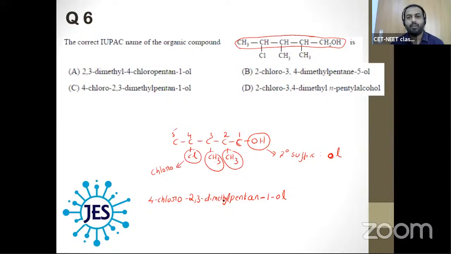Which option is correct therefore? Option C. All of you would have marked option C, right. 4-chloro-2,3-dimethylpentan-1-ol. Very good. Let me highlight the answer. This is the correct answer. That was question number 6. Now let's go to question number 7.